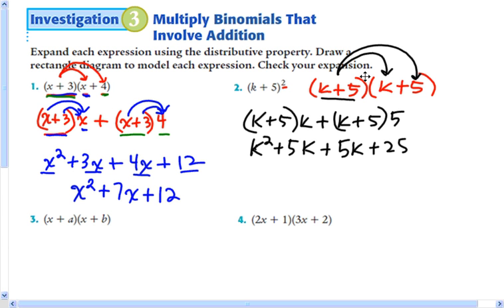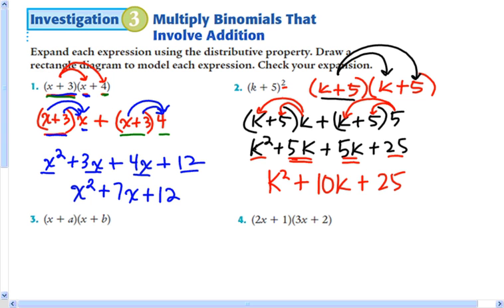And the second expansion was there, multiplying k times that, that's that. K times 5, that's that. 5 times k, that's that. 5 times 5, right there. Now simplify it. K squared plus 5k and 5k make 10k. And then plus 25.